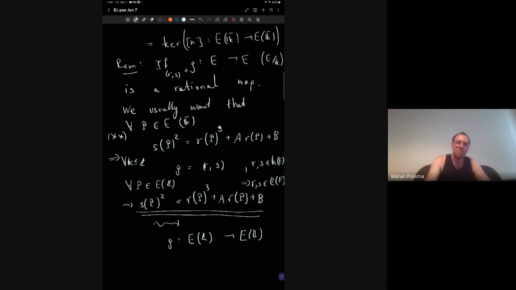Okay. I'm sorry for the confusion. Maybe you have questions on that. I can further clarify. So if you want, I will simply amend the definition. The remark is amending the definition of a rational map so that this equation, double star, needs to be true for all points over the algebraic closure, not just over K.